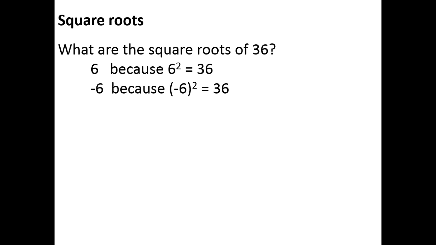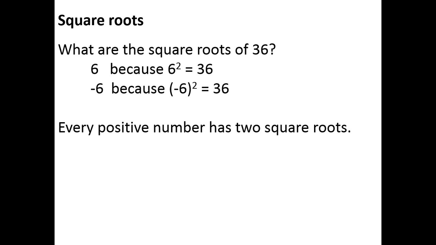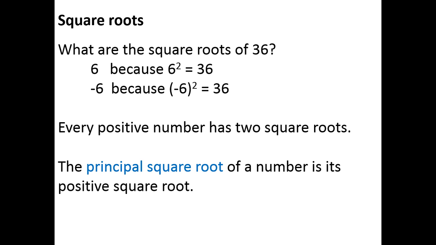But this one may not be quite so obvious. -6 is also a square root of 36 because if we take -6 times itself, we still get 36. So what we've seen just illustrates that every positive number has two square roots. 36 has a positive square root of 6 and a negative square root of -6. The positive square root is called the principal square root.